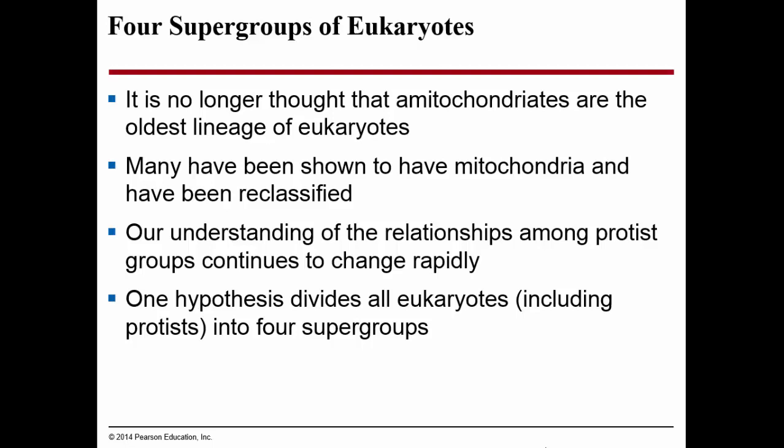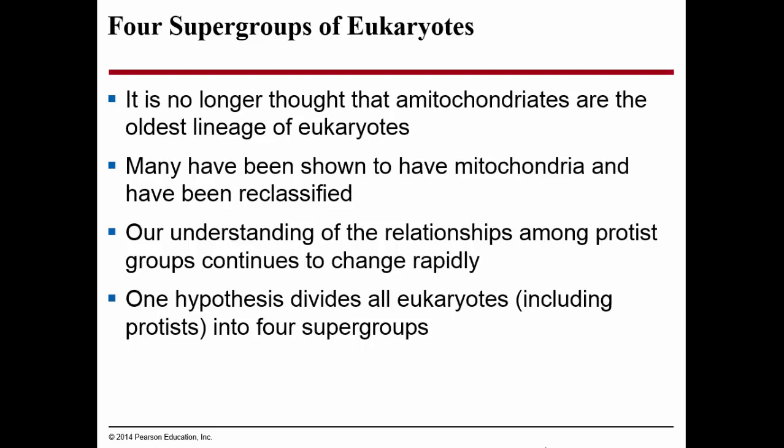Okay, remember that mitochondria are involved in manufacturing ATP and giving the cell energy, but that smaller amounts of ATP can be manufactured during the first step of respiration, glycolysis. The mitochondria are not involved in that step. So our understanding of how the different groups of protists are related continues to change rapidly.